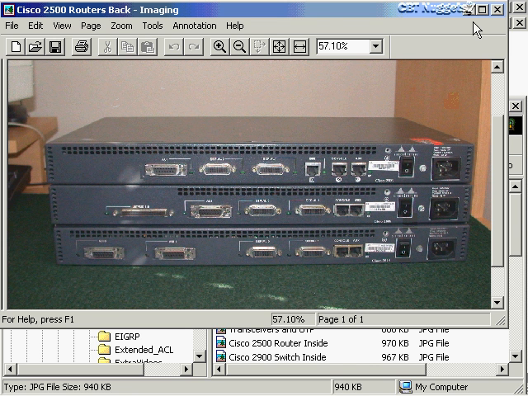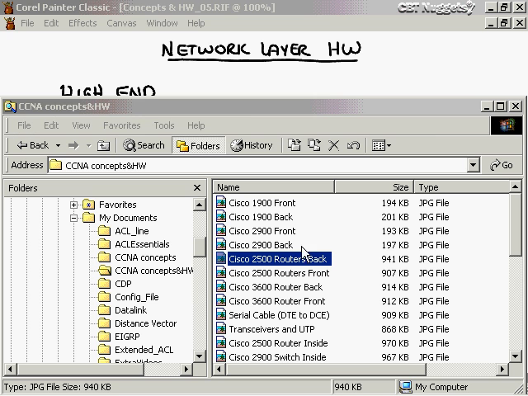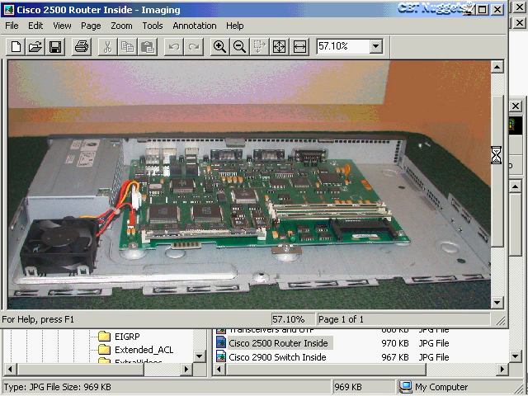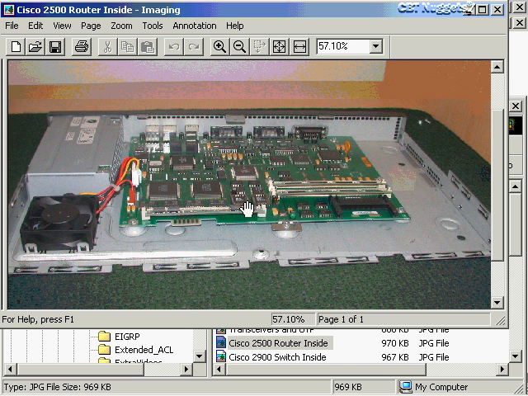For the 2500 series of router, I've also included a picture that's going to show you the insides of that router so you can see the guts of what's going on in there. And here we have it. We see some memory slots here, 3 of which are taken up. We also have a slot here for the PCMCIA flash memory that we spoke of before.